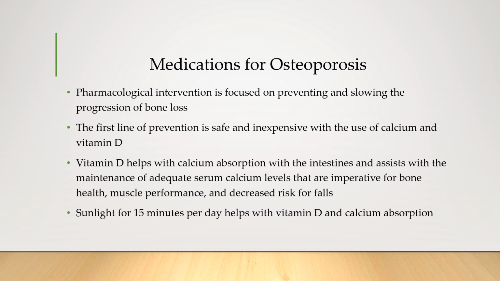So, medications for osteoporosis. Pharmacological intervention is focused on preventing and slowing the progression of bone loss. The first line of prevention is safe and inexpensive with the use of calcium and vitamin D. Vitamin D helps with calcium reabsorption in the intestines and assists with the maintenance of adequate serum calcium levels that are imperative for bone health, muscle performance, and decreased risk of falls. Sunlight for 15 minutes per day helps with vitamin D and calcium absorption.